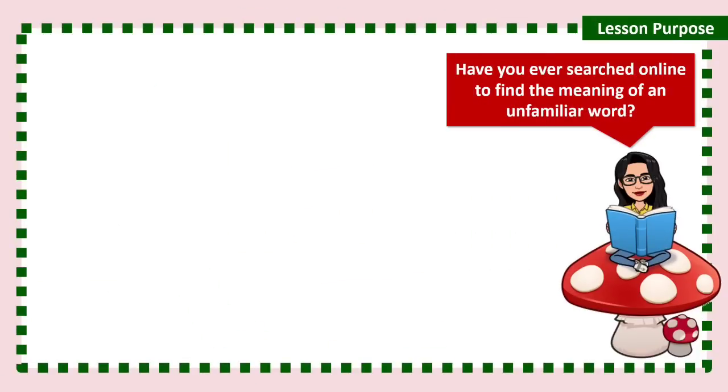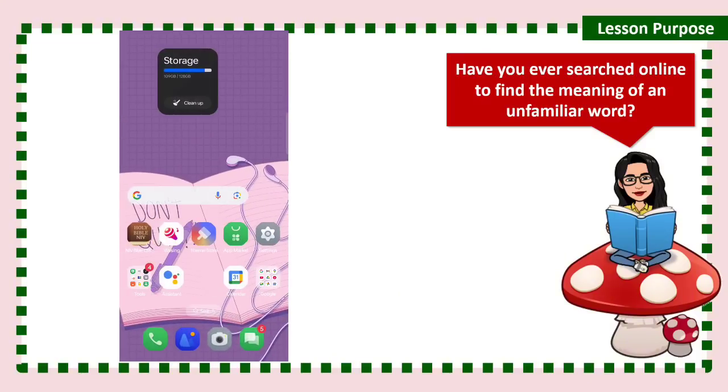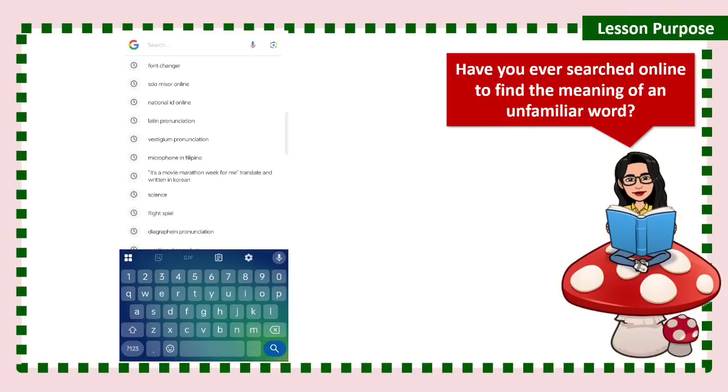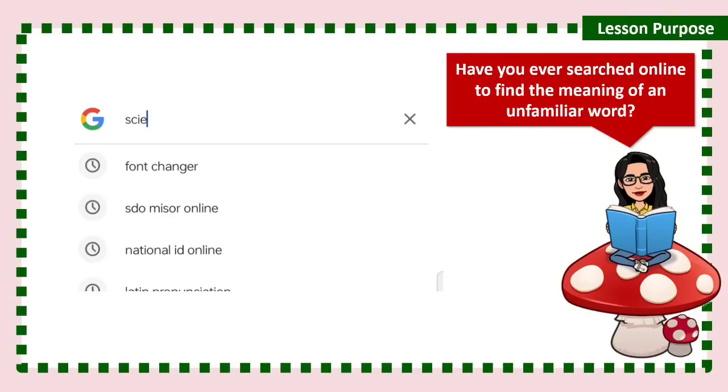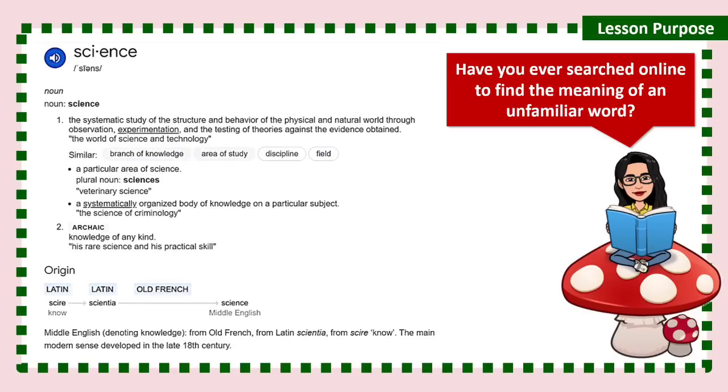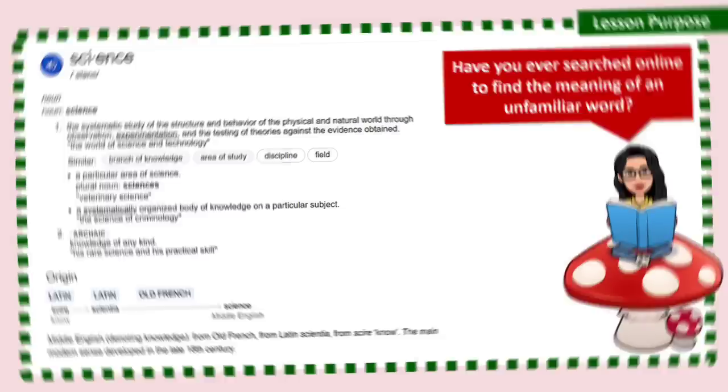Have you ever searched online to find the meaning of an unfamiliar word? If you have a phone or computer at home and you are connected to the internet, try going to Google search bar, type science and press enter or click the search icon. Here's a screenshot of a search result when one does an online search of a word definition. Using the dictionary is another option.